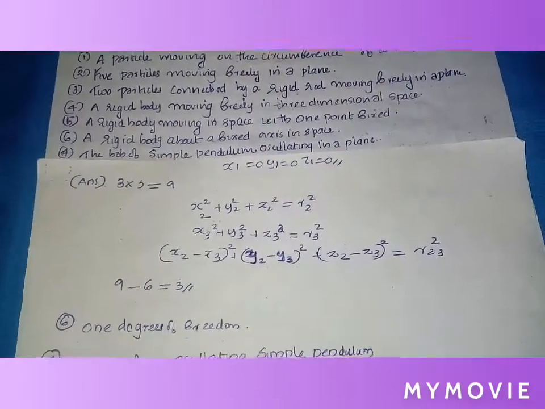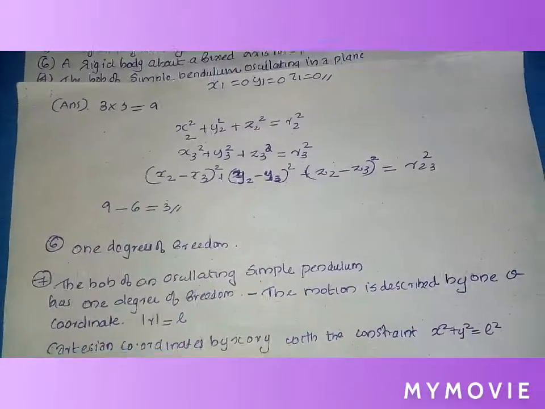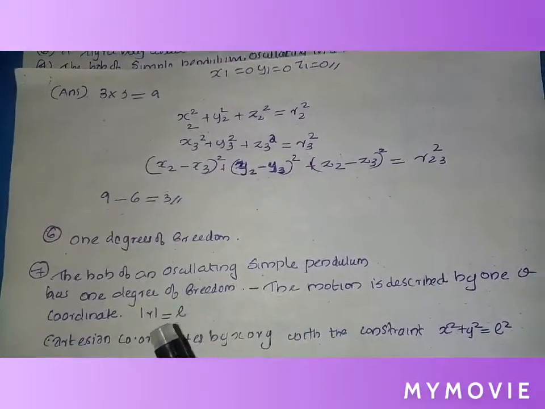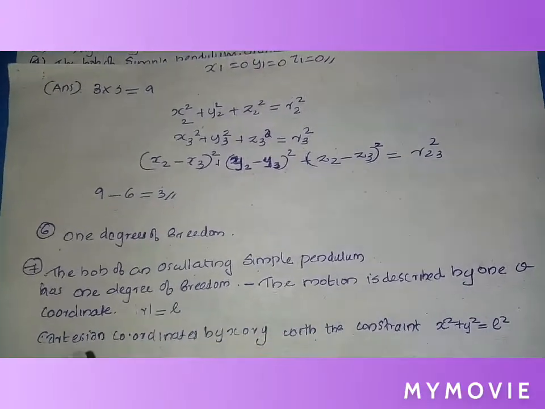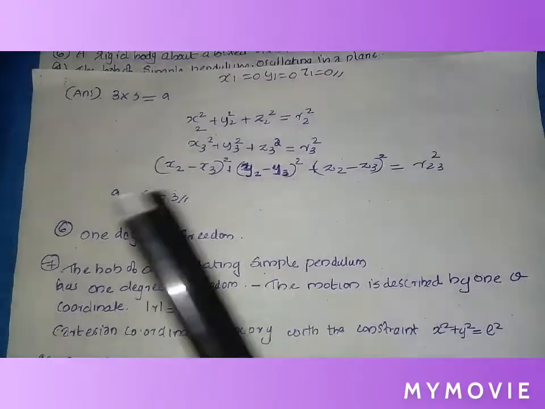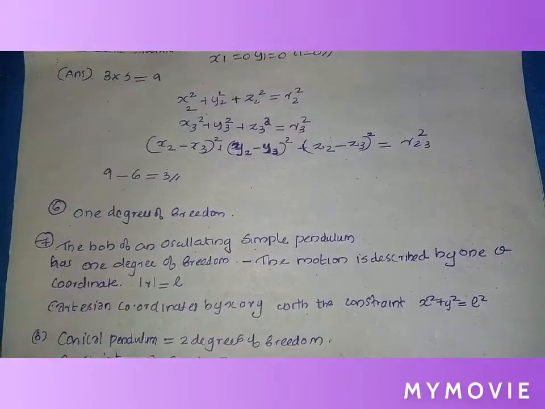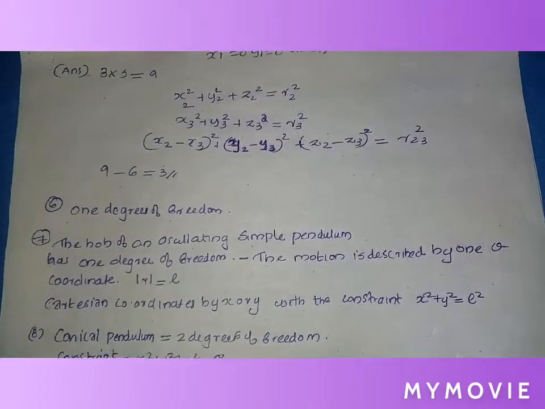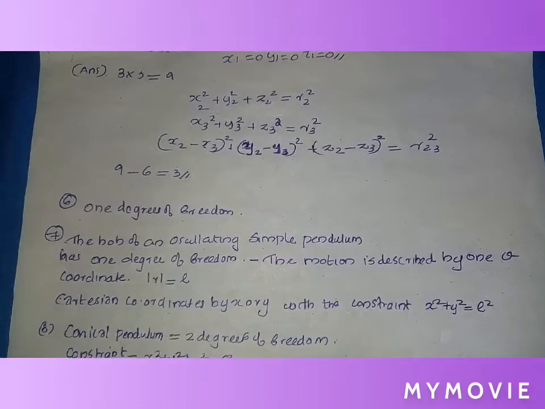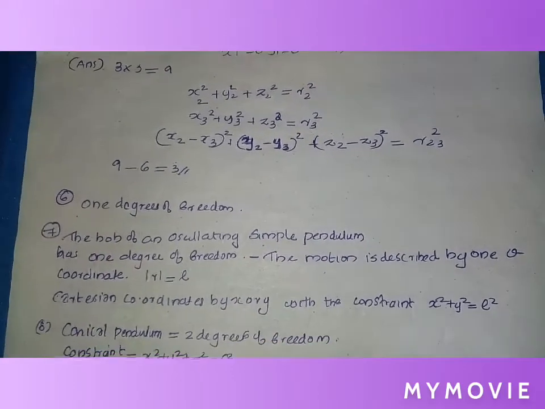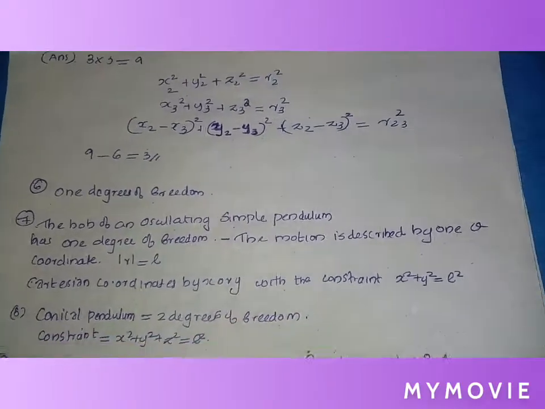Next, the bob of a simple pendulum oscillating in a plane. We know that the bob of an oscillating simple pendulum has 1 degree of freedom. The motion is described by one coordinate theta. Here we know that the length of the simple pendulum is constant, so there is a constraint. Only theta is needed to describe the motion of the bob. In Cartesian coordinates we use x and y with the constraint x square plus y square is equal to L square. In plane polar coordinates we need only theta.